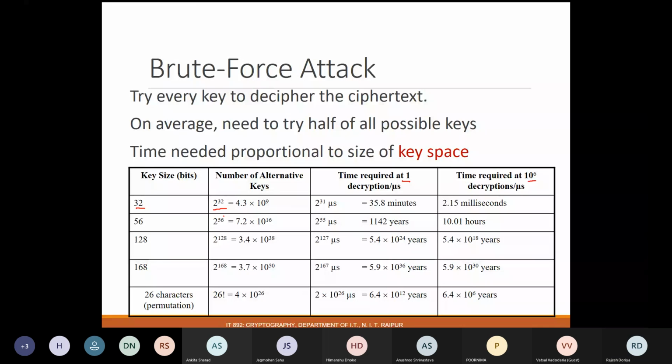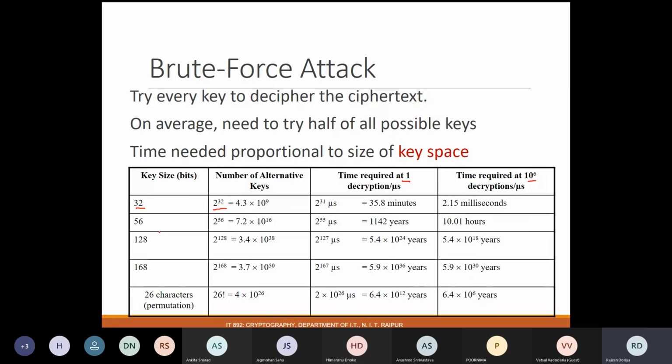What I'm trying to tell you is that in order to find a particular sequence, there can be a number of possibilities. In this case, we are talking about a key size in number of bits. If this is the size in bits, then this many keys will be there. This is called the key space. And if you explore each and every key, then this is the time one is going to need. And suppose we increase the decryption speed, it may be possible that we have some faster computer, then this is the time one is going to need.